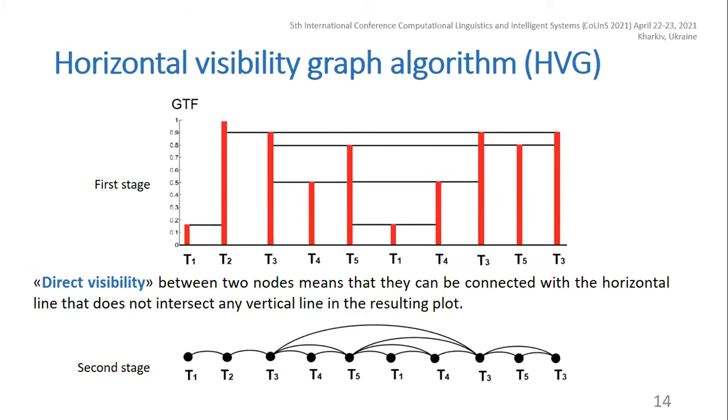The next step is to determine the undirected links between the key terms in the text. The horizontal visibility graph algorithm is used to transform time series, here the sequence of numerical values of global term frequency, into an undirected graph. According to this algorithm, at the first stage, a number of nodes are marked on the horizontal axis, each of which corresponds to a term in the order in which they appear in the text. The weight values, the numerical estimates, are marked on the vertical axis. Two nodes are connected in the horizontal visibility graph if and only if these nodes are in direct visibility. Direct visibility between nodes means that they can be connected with a horizontal line which does not intersect any vertical line in the resulting plot. And at the second stage, the horizontal visibility graph is built.